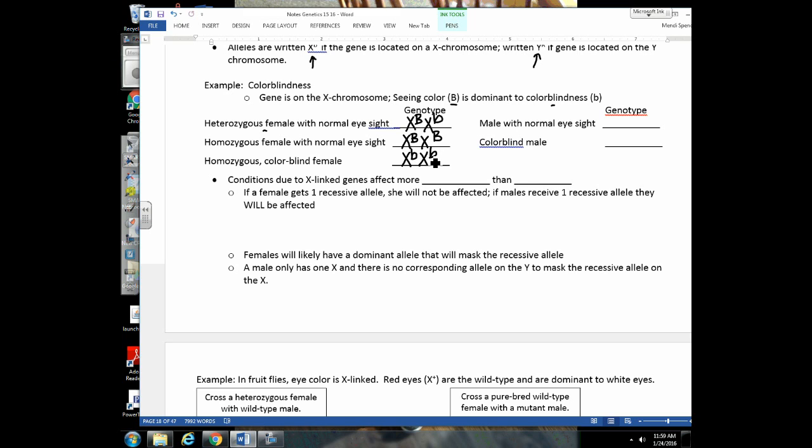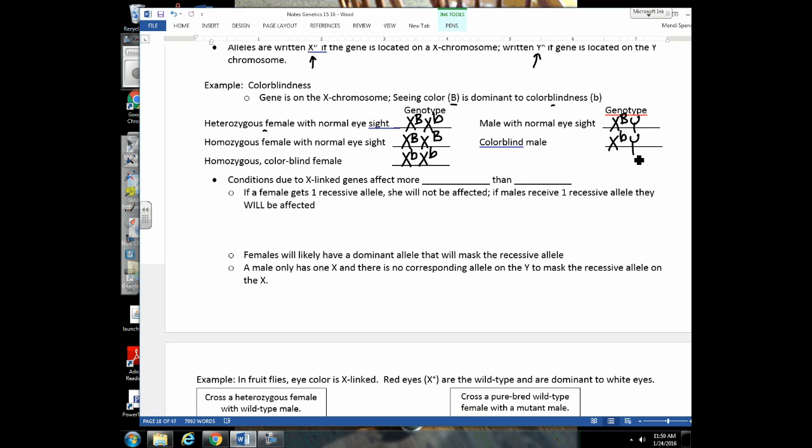Now let's look at the genotypes for the males. A male with normal eyesight is going to have a code for normal on his X, and then he has the Y. He doesn't have 2 X's. A colorblind male has a code for colorblindness on his X, and he also has the Y.